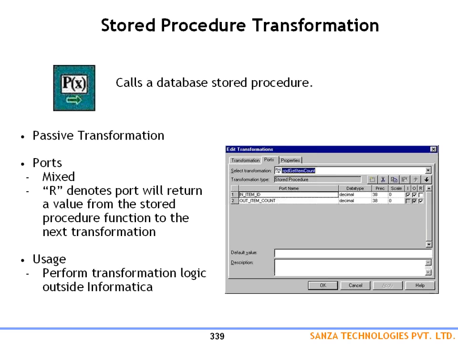The purpose of the stored procedure transformation is to execute a stored procedure which is already there in the database. Means you are executing a stored procedure from Informatica. From Informatica, you are going to execute a stored procedure which is created in the database. For that purpose, we will use a stored procedure transformation. So, how to create a stored procedure transformation, that's what we are going to look at now.